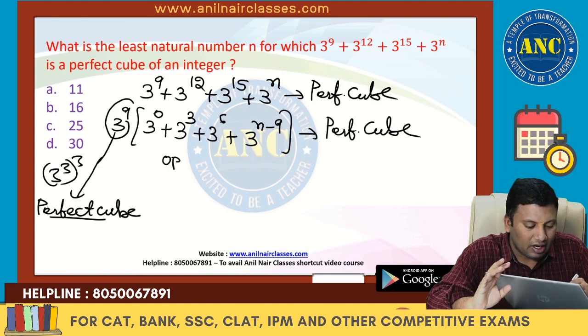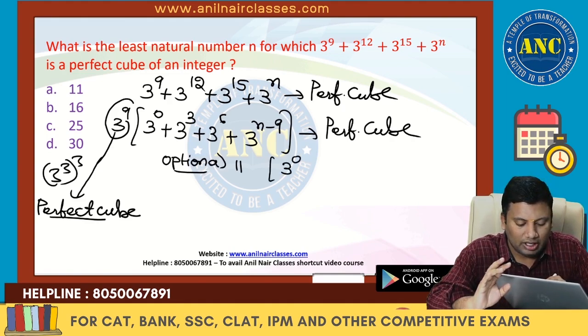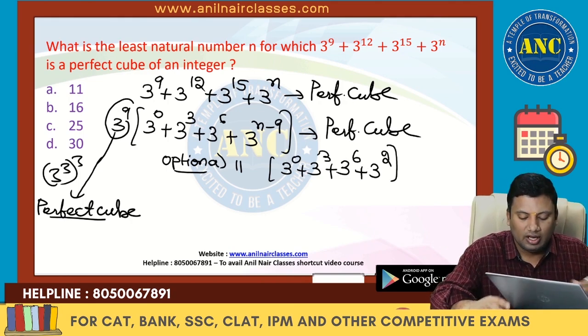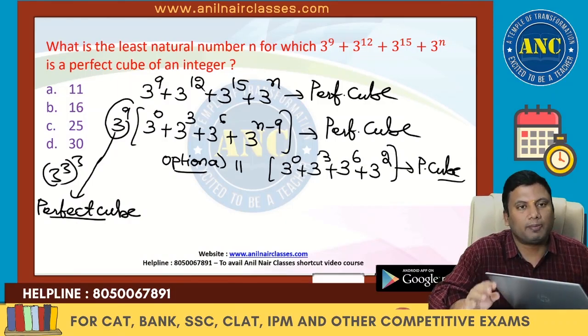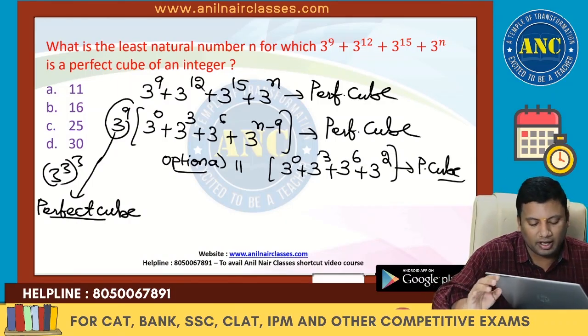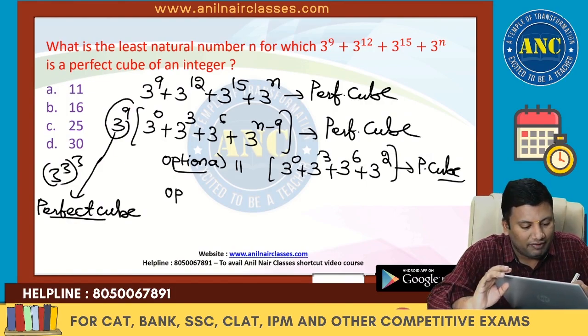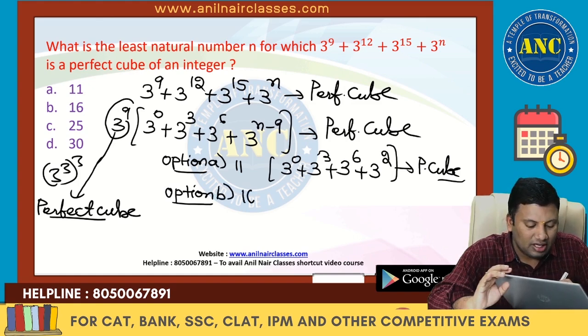Let me take option A. If I take 11, this value will become 3 cube plus 3 power 0 plus 3 power 6 plus 3 square. Check it out if it is a perfect cube. If it is not coming, then put option number B, which is 16.